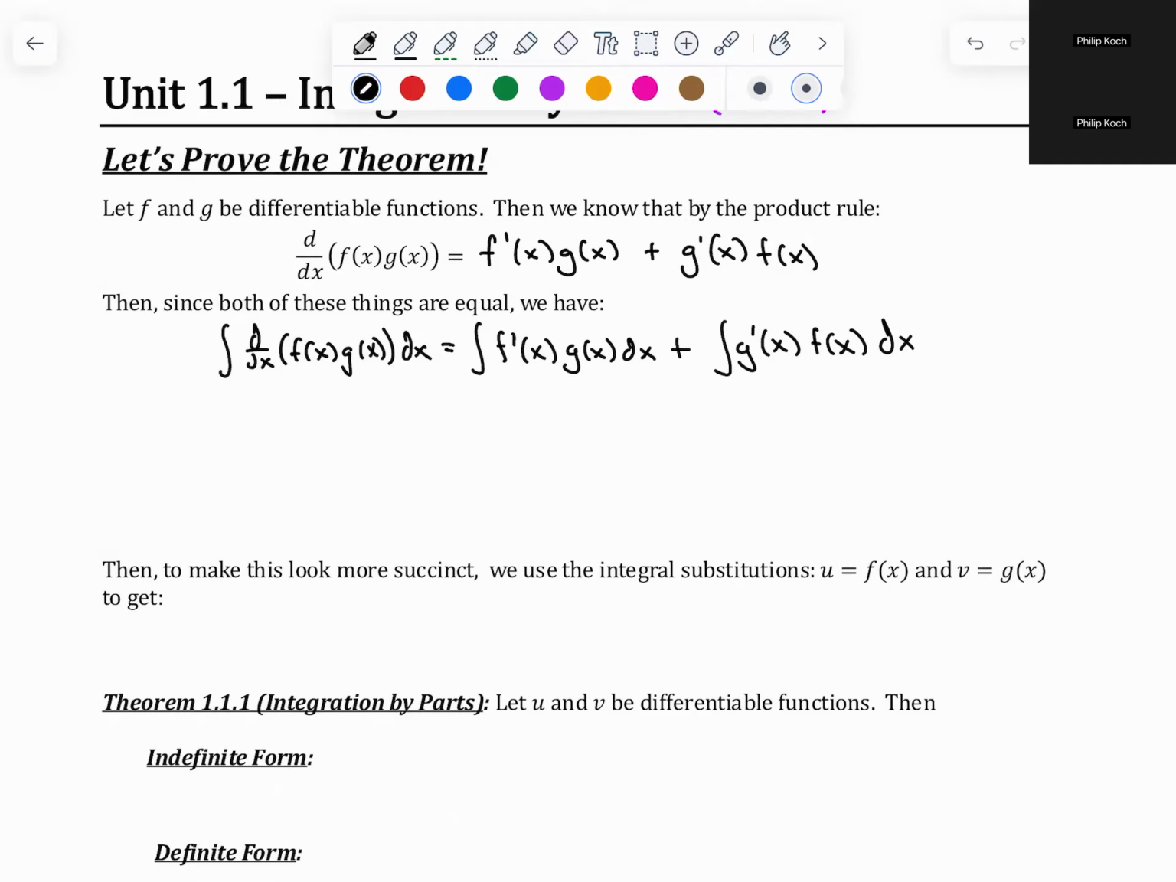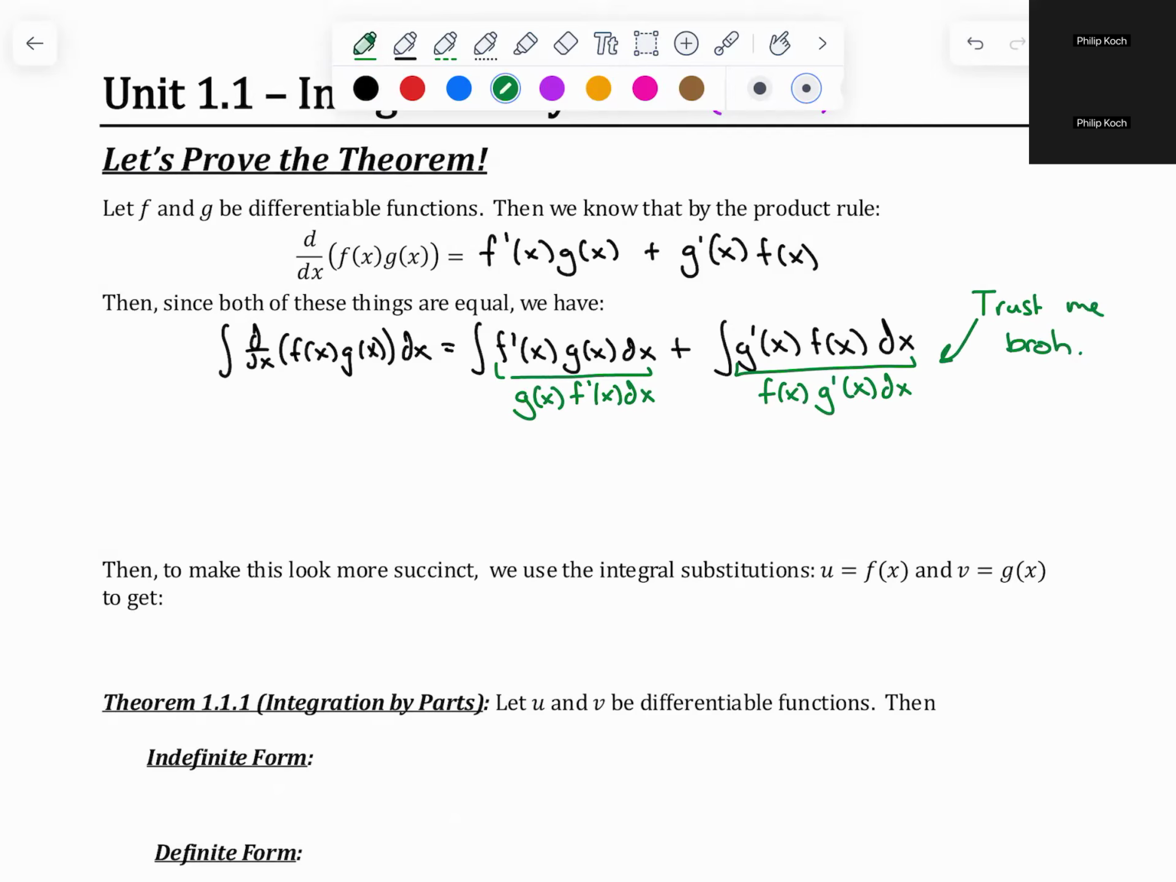Now, just to make it more readable, I'm going to write underneath these. I'm going to flip the order of these, and we'll see why in just a moment. Just trust me on this. For readability, we're going to rewrite this as g of x, f prime of x dx, and this as f of x times g prime of x dx. It's going to help in just a moment for what integration by parts looks like.